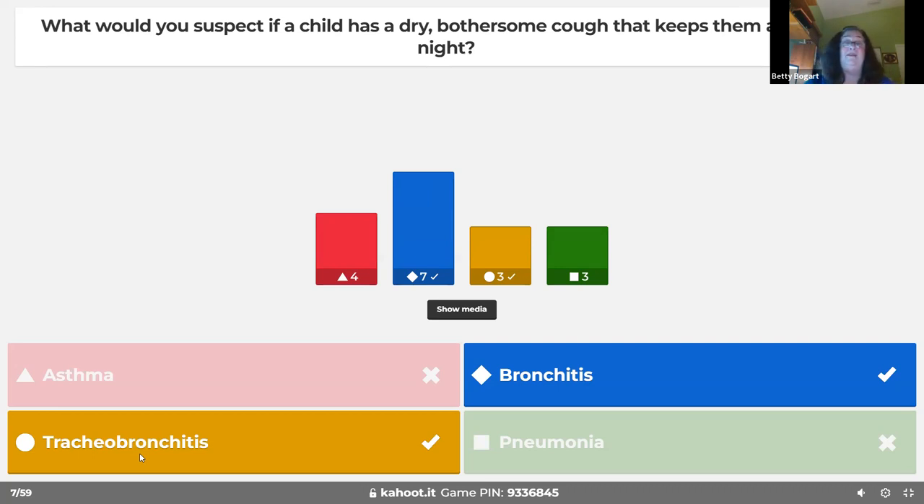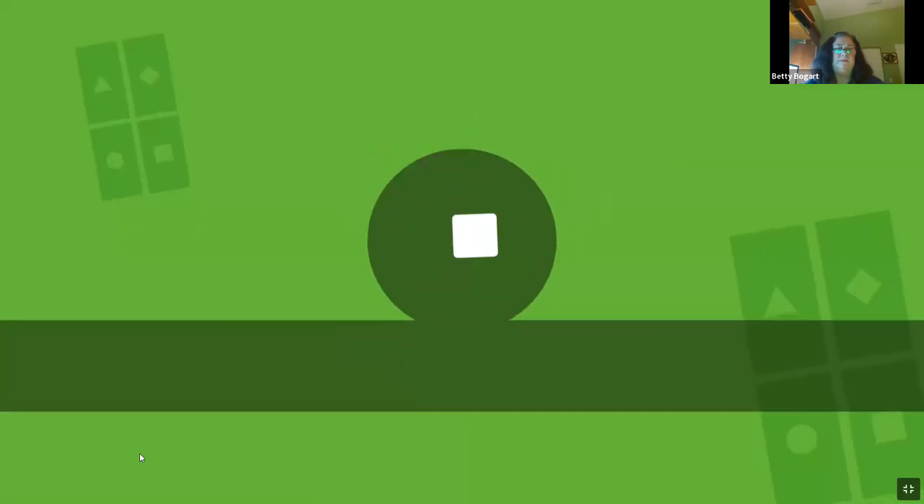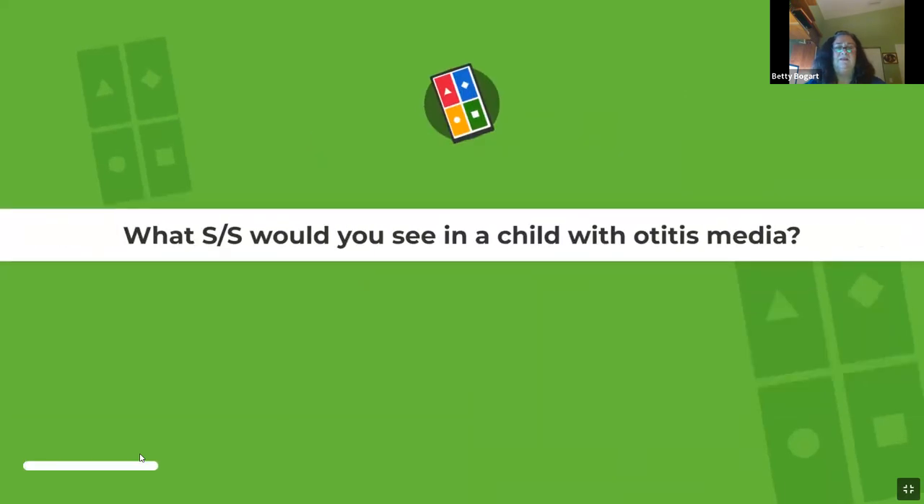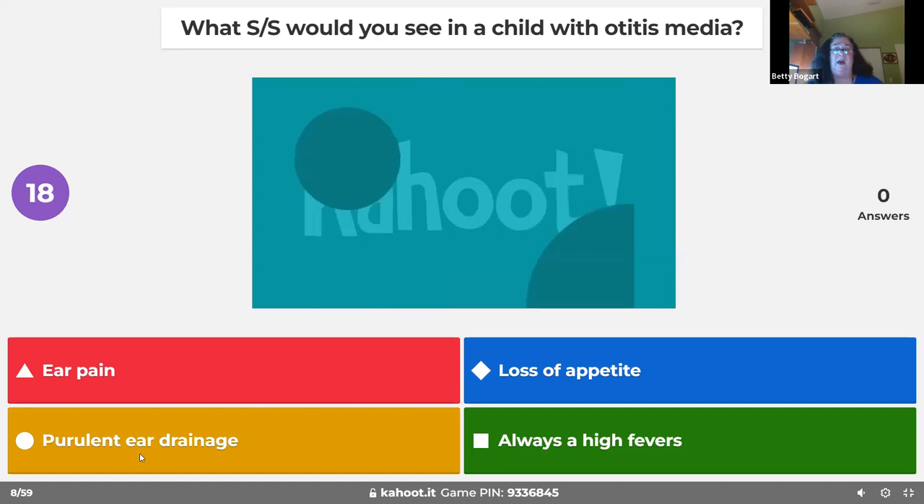If you've ever had it, the doctor puts you on a Z-Pak and we'll give you a codeine cough medicine for nighttime to help you sleep because it will keep you awake all night. Multi-select. What signs and symptoms would you see in a child with otitis media?